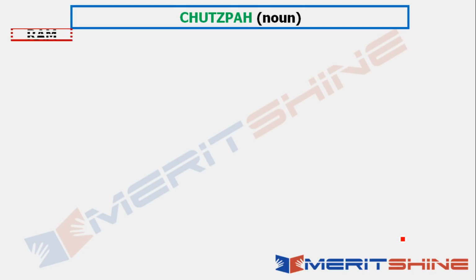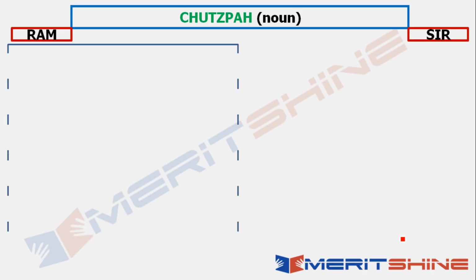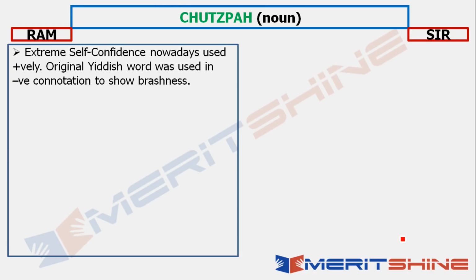Chalo, the next word and the next hero. Chuspa. Let's see who is the next hero. What's the meaning of the word chuspa? Chuspa means extreme self-confidence. Nowadays it's used positively, but the original Yiddish word was used in a negative connotation to show brashness.